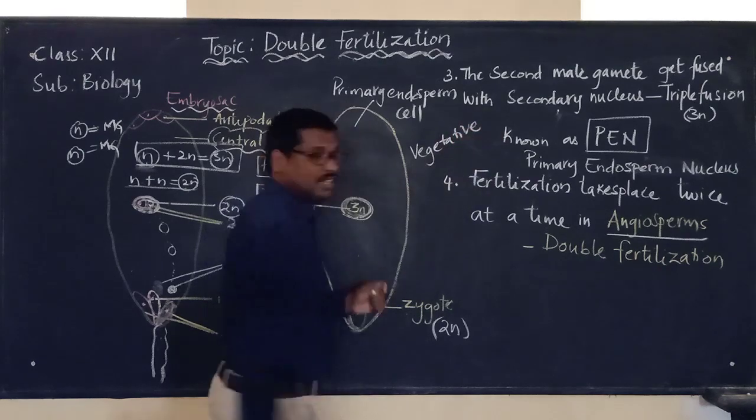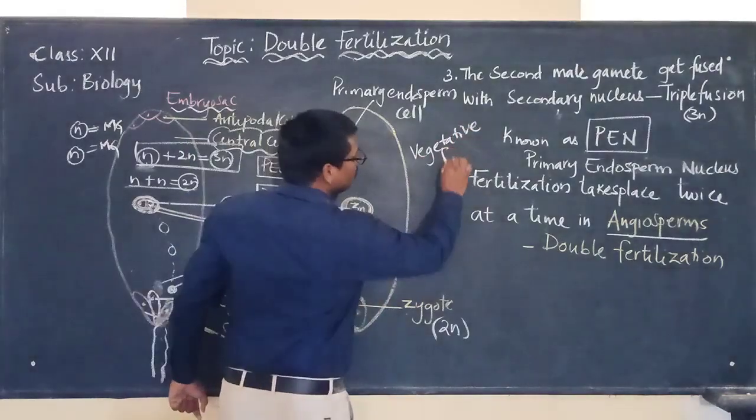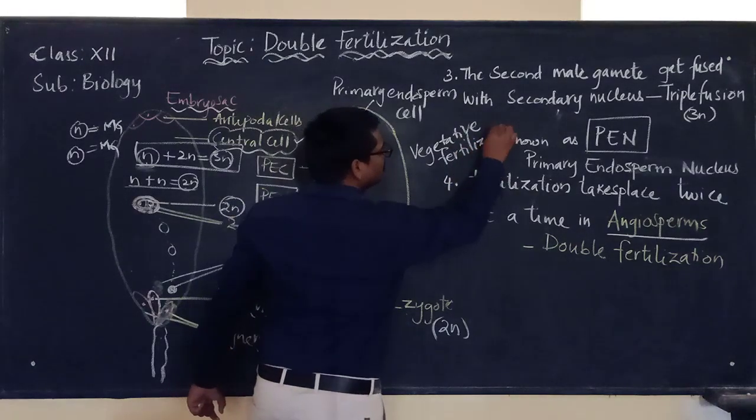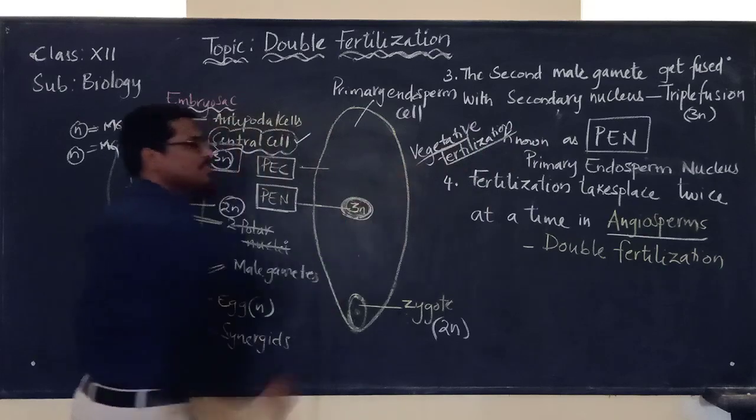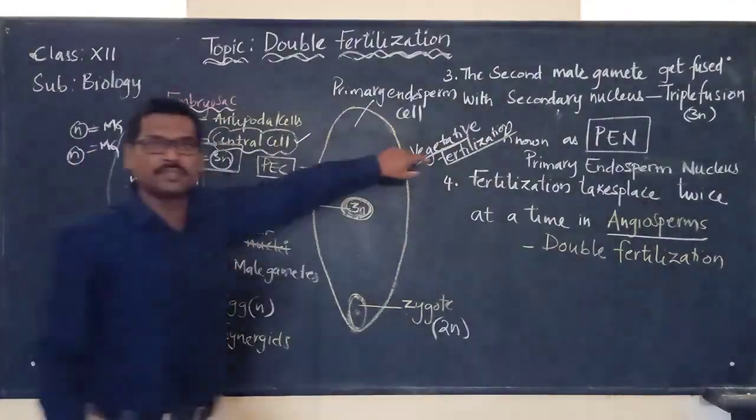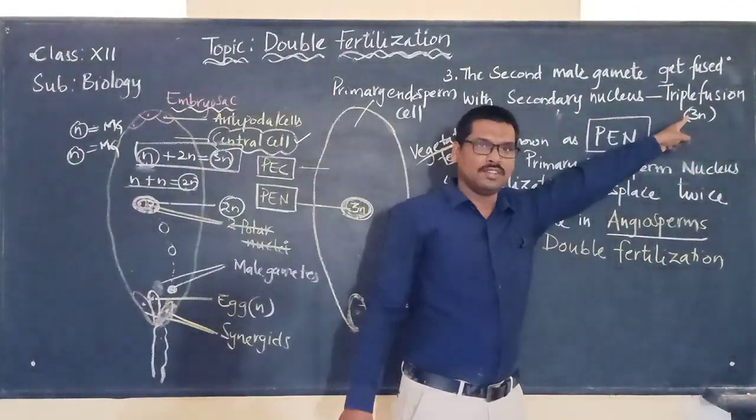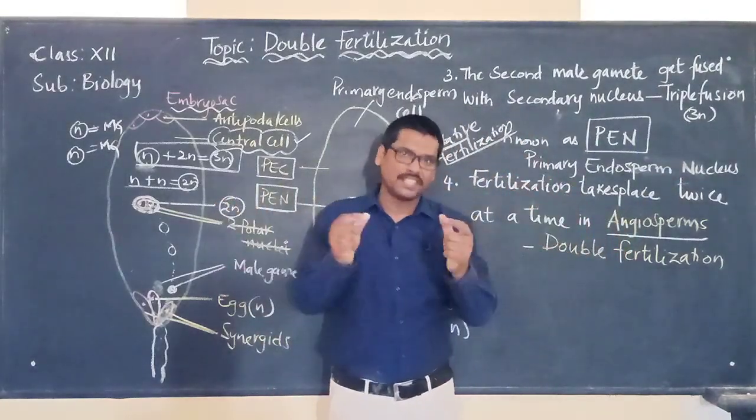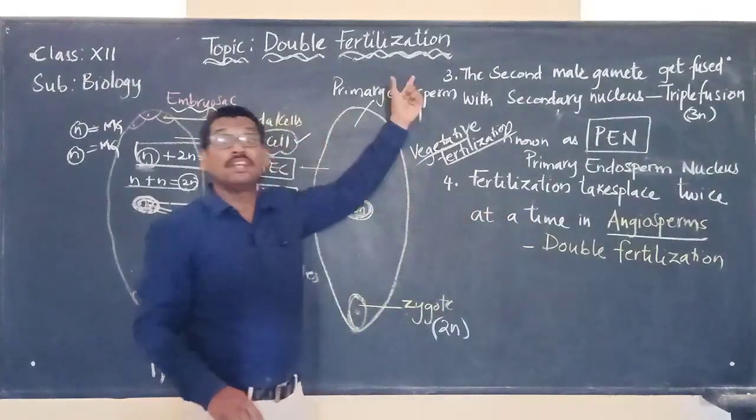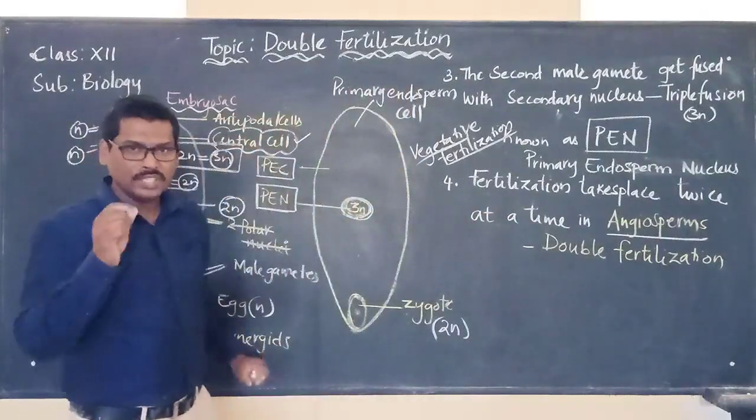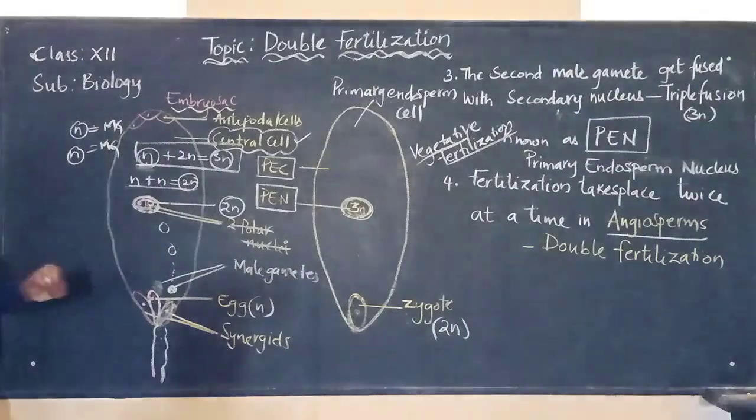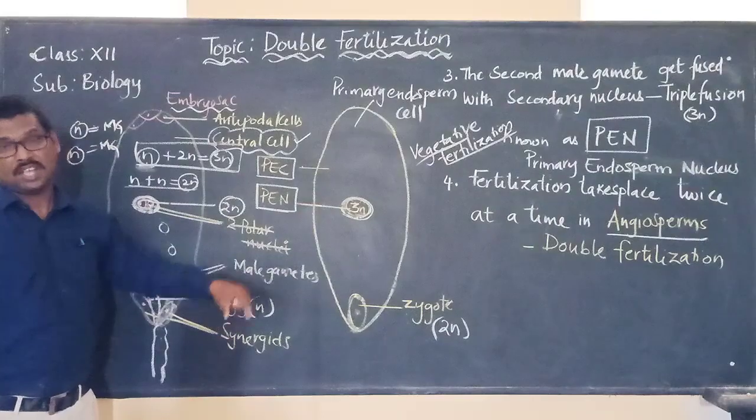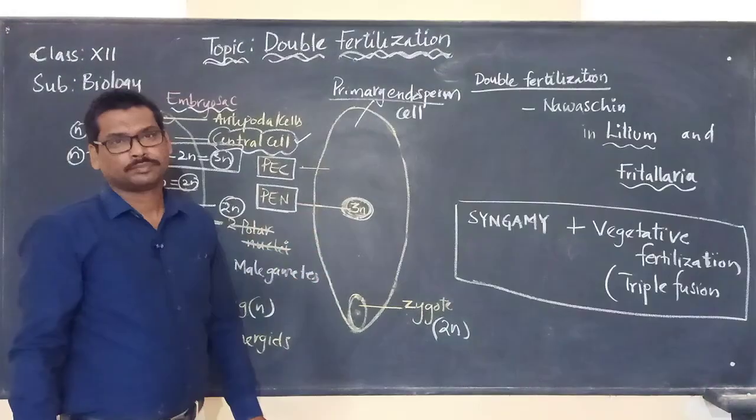Please remember, triple fusion is also called what? Vegetative fertilization. What is called vegetative fertilization? Triple fusion. So vegetative fertilization plus the syngamy, together we call it what? The double fertilization. So here we have learned how the zygote is formed and how the triple fusion is taking place.